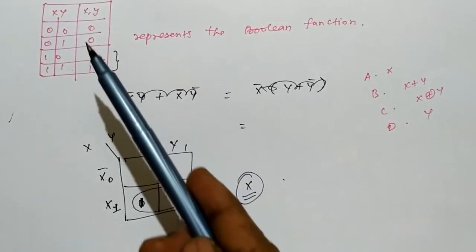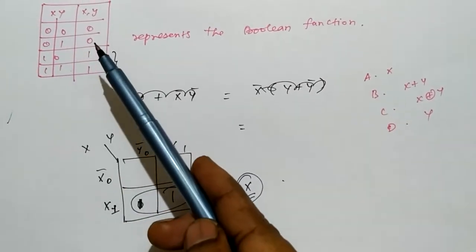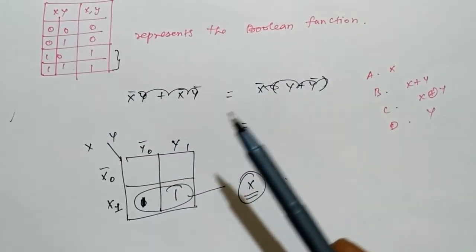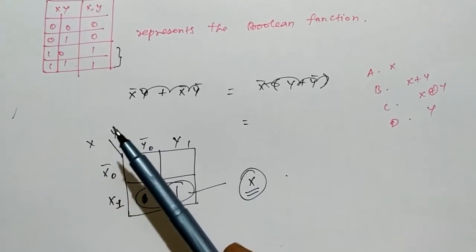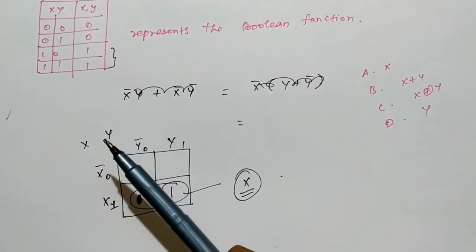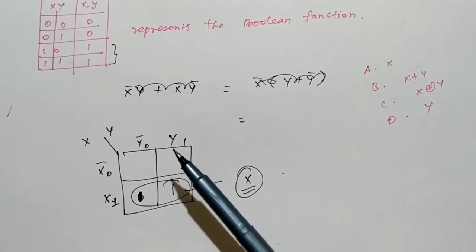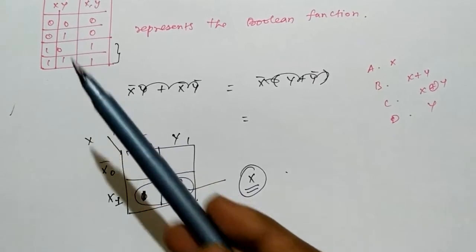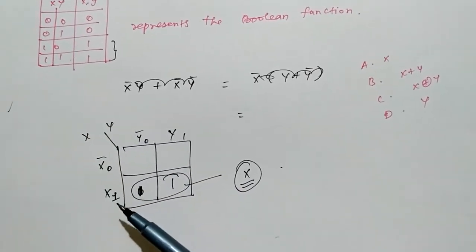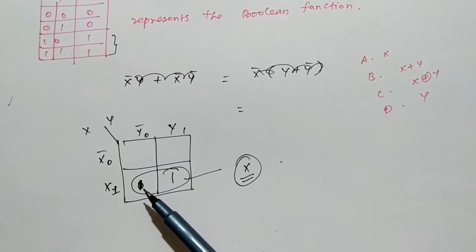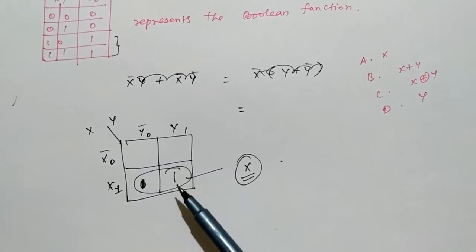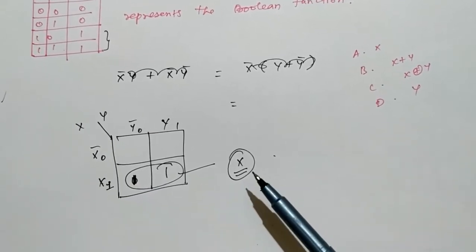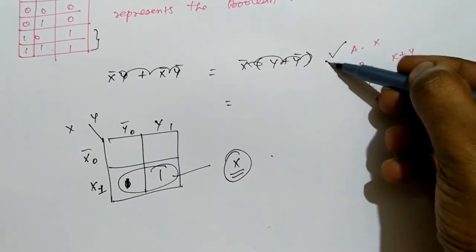Next question. So this is the truth table given. For this truth table, what is the equation? What is the Boolean function they are asking? So here it is a 2 input Boolean function. So we will implement using a K-map. So here the result is 1 for x is equal to 1, y is equal to 0. Again x is equal to 1, y is equal to 1, the value is 1. So combined together, we have the result as x. So the answer is x.